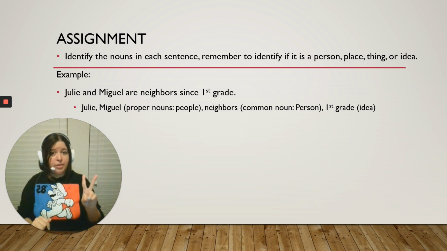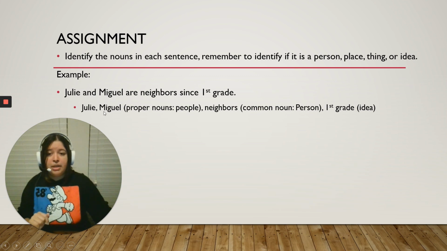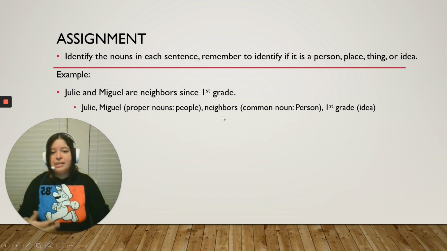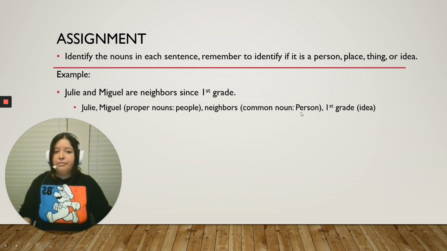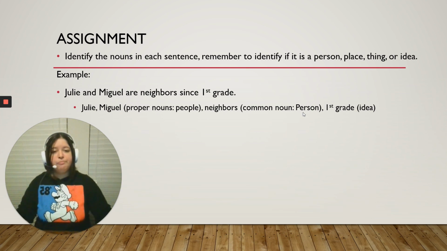The first two obvious nouns that I have up there are Julie and Miguel. Those two, I put them over here together because those two are proper nouns for people. That's why they both have a capital letter, being specific. So I need to say proper nouns. And what type of noun? People. The next noun I have in my sentence is neighbors. So neighbors is a common noun for a person. If I say neighbor, it could be any of the neighbors that I have around me, right?